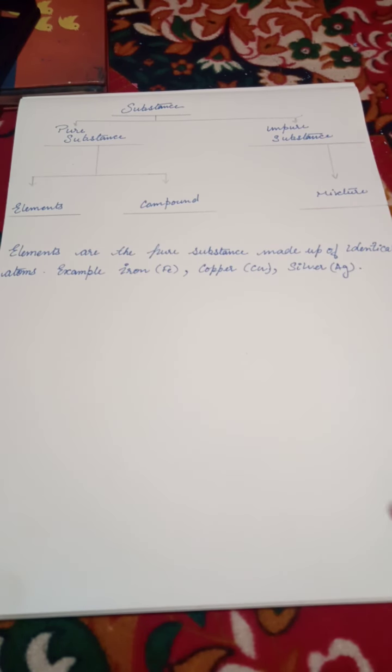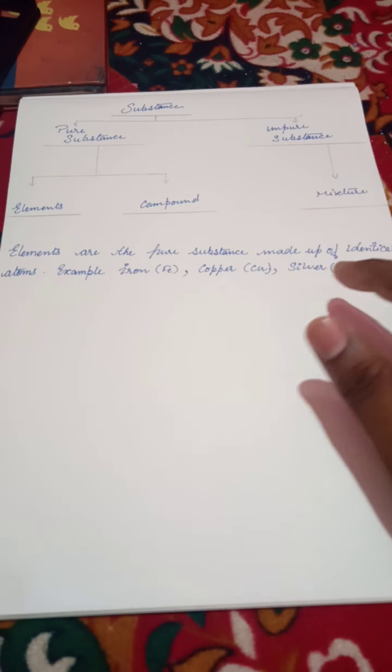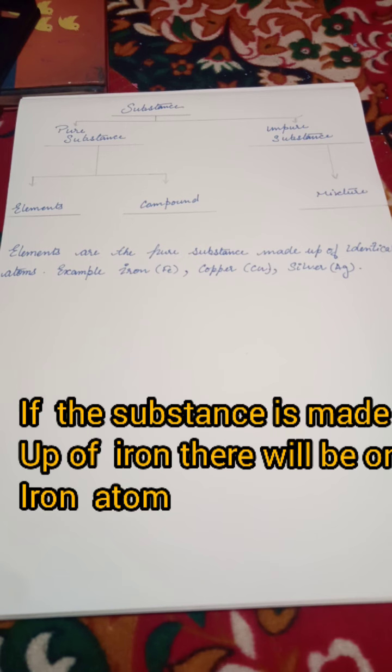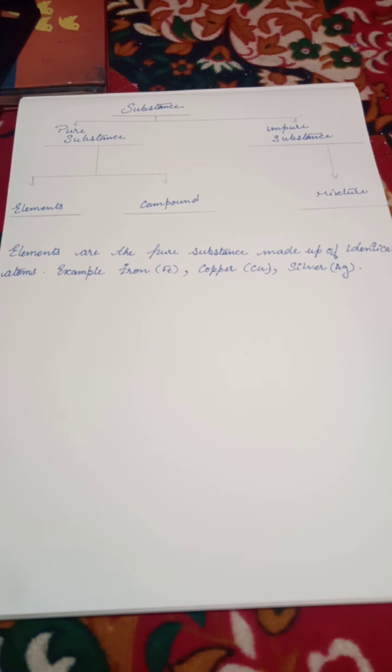Let us see what is an element. Element is a pure substance made up of identical atoms only. Example, iron, copper and silicon. Now what do you mean by identical atoms? Identical atoms basically means same kind of atoms. Suppose if there is an iron atom, it will have only the iron atoms, none other than iron atoms.